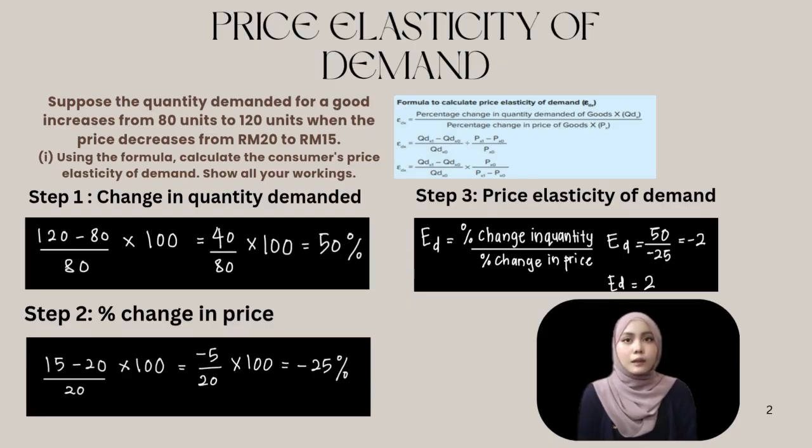So finally, the price elasticity of demand is found by dividing the percentage change in quantity demanded, 50%, by the percentage change in price, minus 25. This equals -2, but economists usually express it as a positive number, so the final answer is 2.